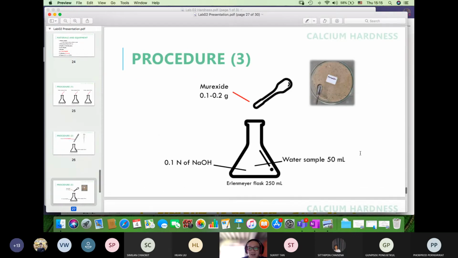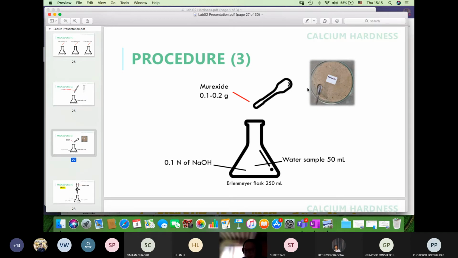Calcium hardness. The indicator that we use is Murexide. Here the indicator is totally different from the acidity and alkalinity, because for acidity and alkalinity the indicator is a solution, so we just add a few drops. But here, the indicator is a powder.